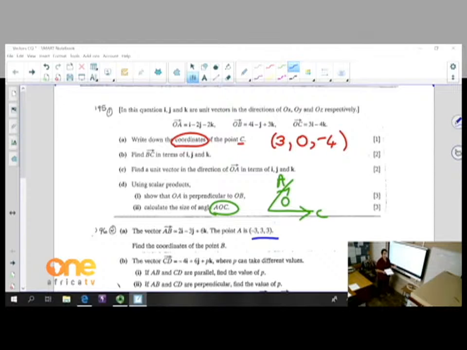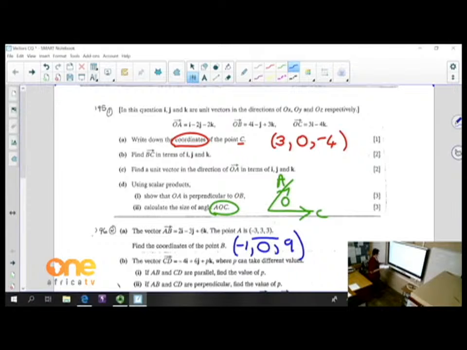We can do that because you add x and x, y and y, z and z. So this one is going to be the coordinate -3 plus 2, which is -1. Remember, these are now coordinates that I want to give. Then 3 minus 3 is 0. And 6 plus 3 is 9. So there are the coordinates of B.